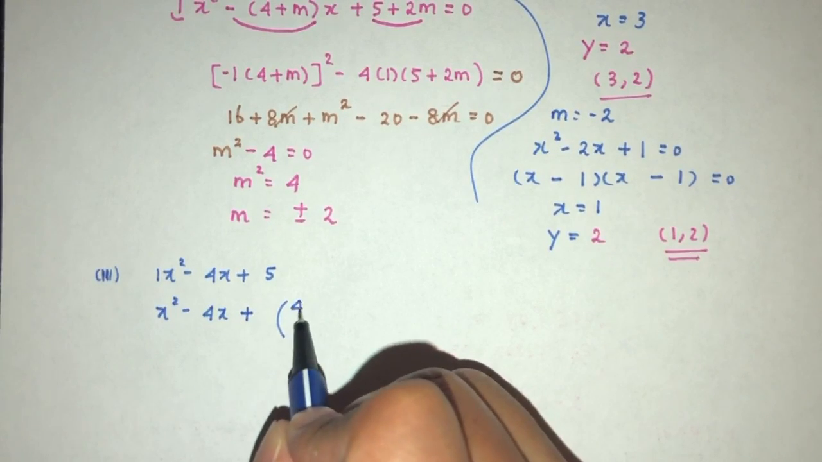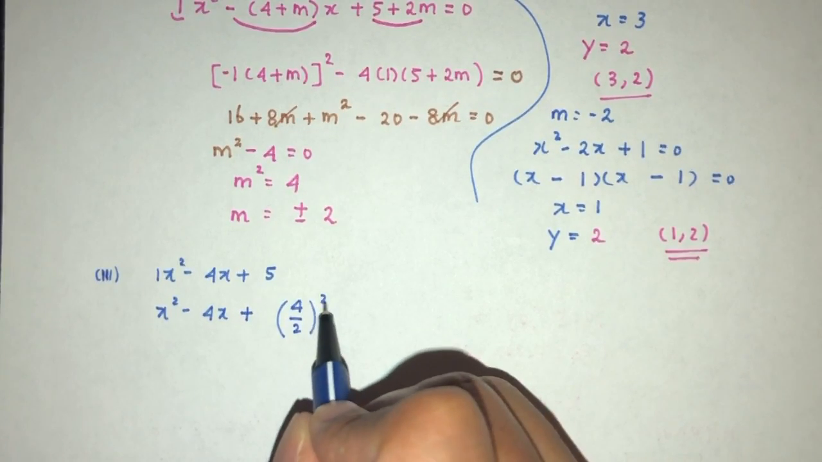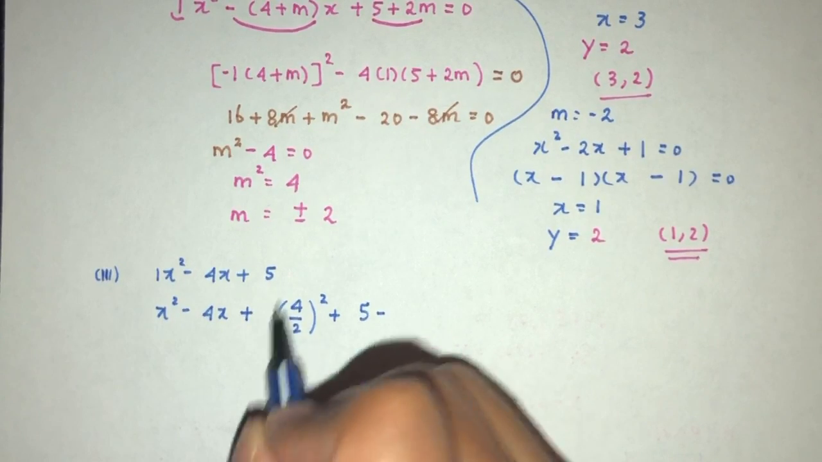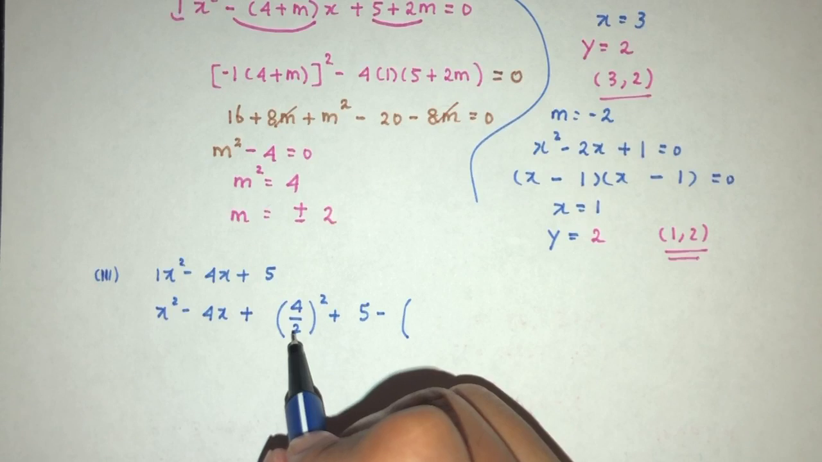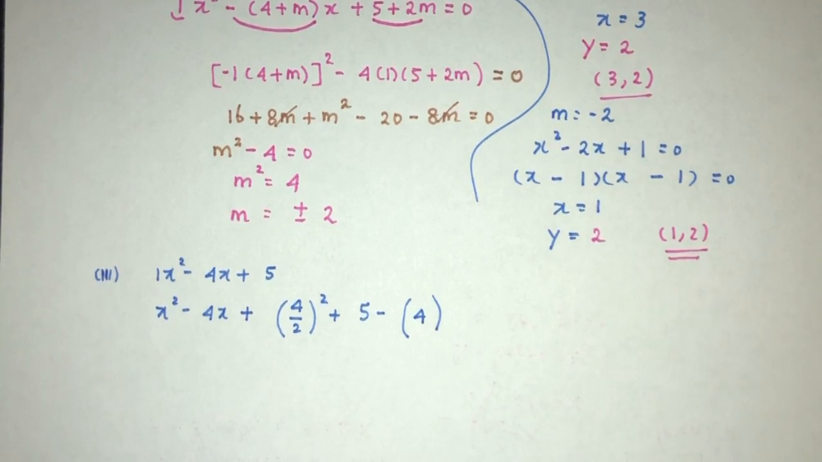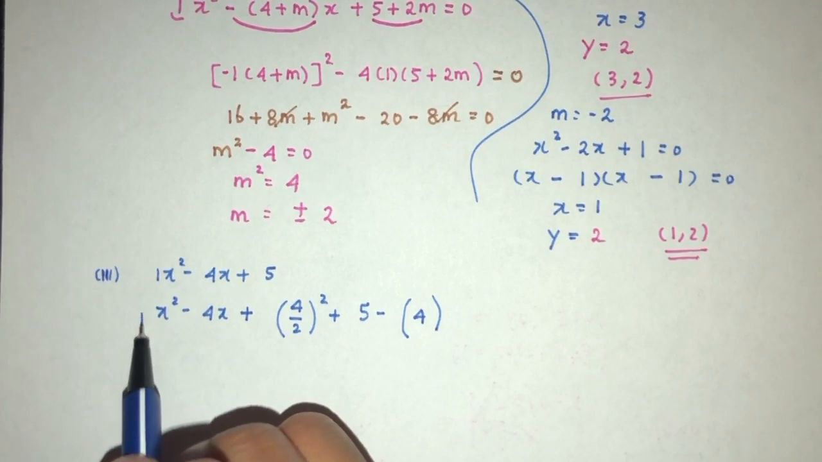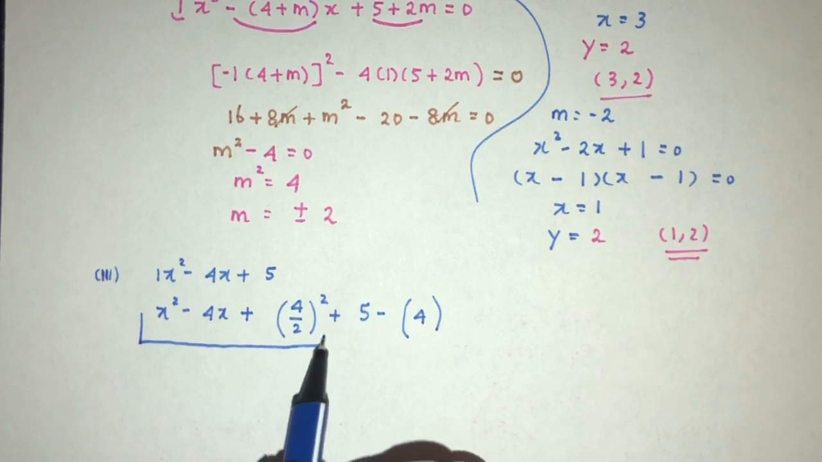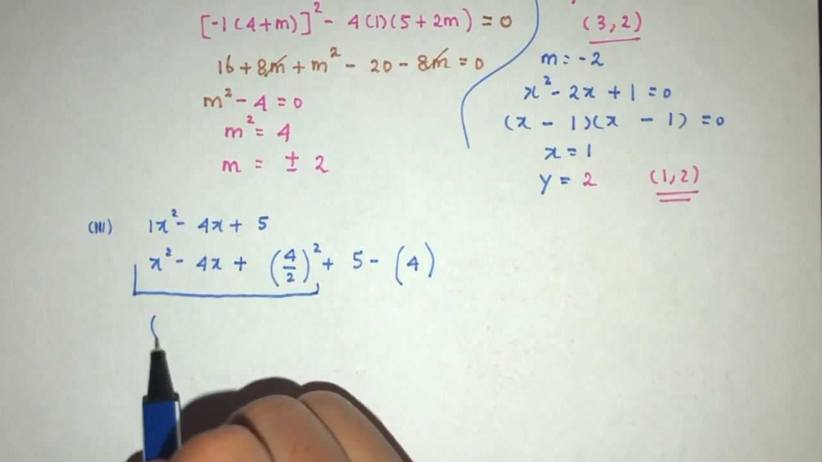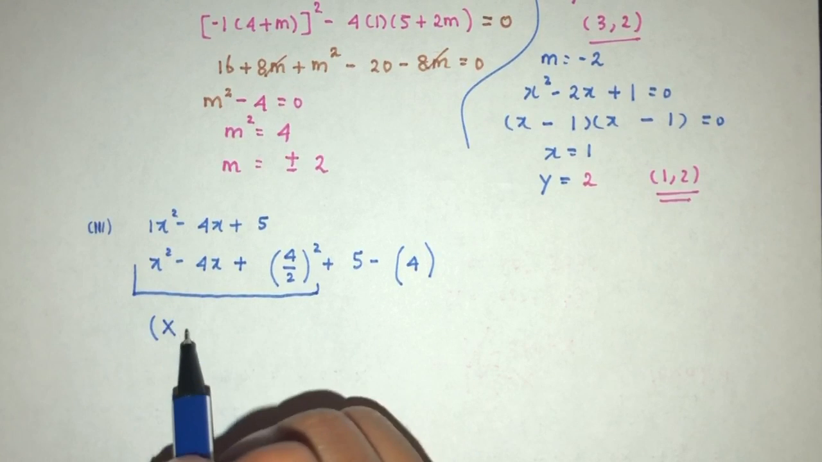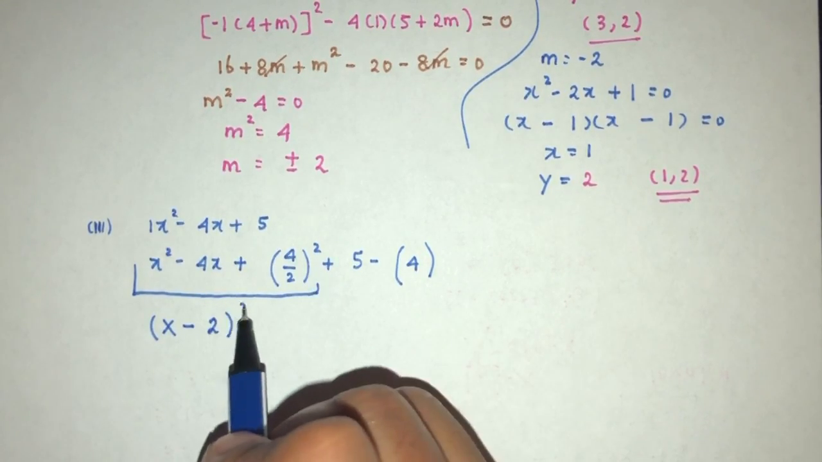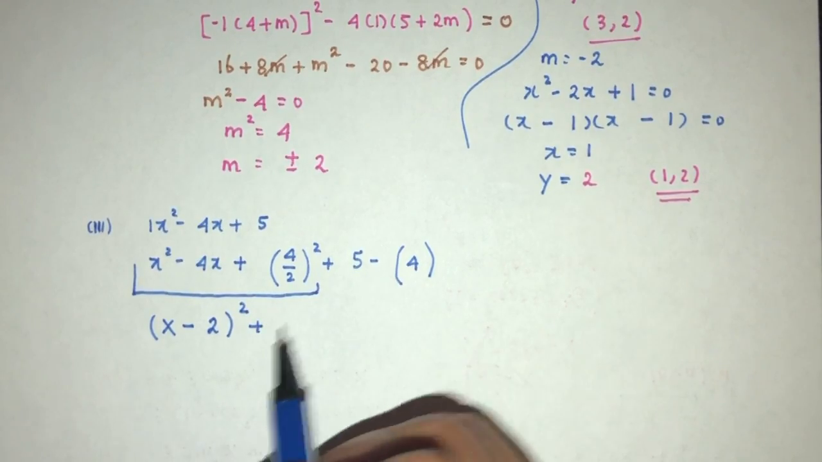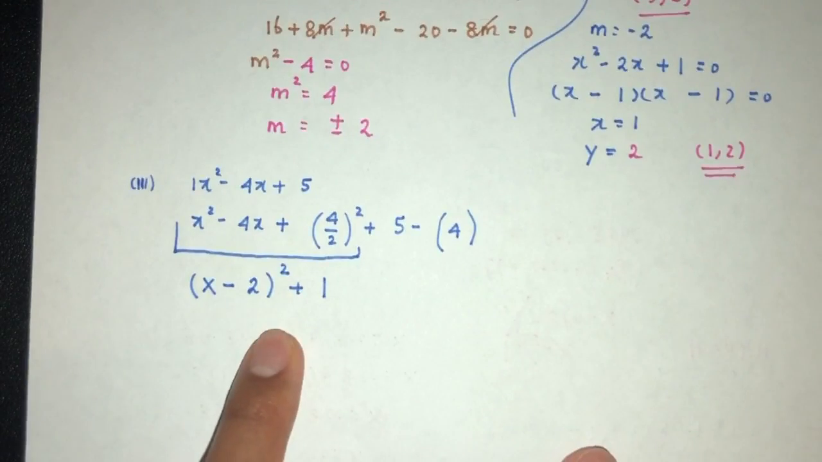That will be 4 divided by 2, squared. Now obviously when you add something, you also have to minus the same value. 4 divided by 2 is 2, squared will be 4, so that your equation does not change. Now this whole thing here will change to a complete square form. That will be x is x, minus, inside we have 2, and that will be squared. Now here we have 5 minus 4 is 1.